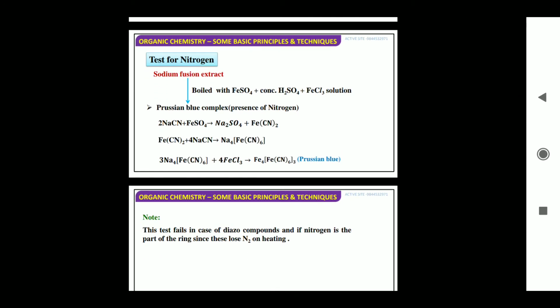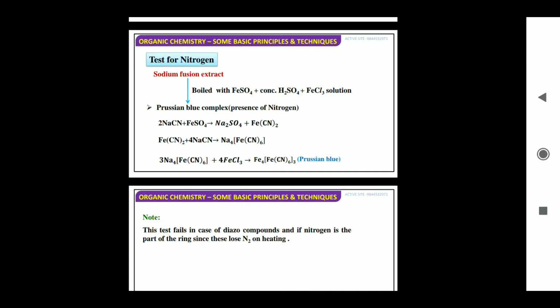This is very important for the class 12 students, especially those who are going to appear for the board practicals. At times the teacher asks you this question: how can we test for the nitrogen? This is known as sodium fusion extract. Basically in this the compound has been treated with ferrous sulfate, copper sulfate and ferric chloride, and results in the formation of Prussian blue complex, which shows the presence of nitrogen.